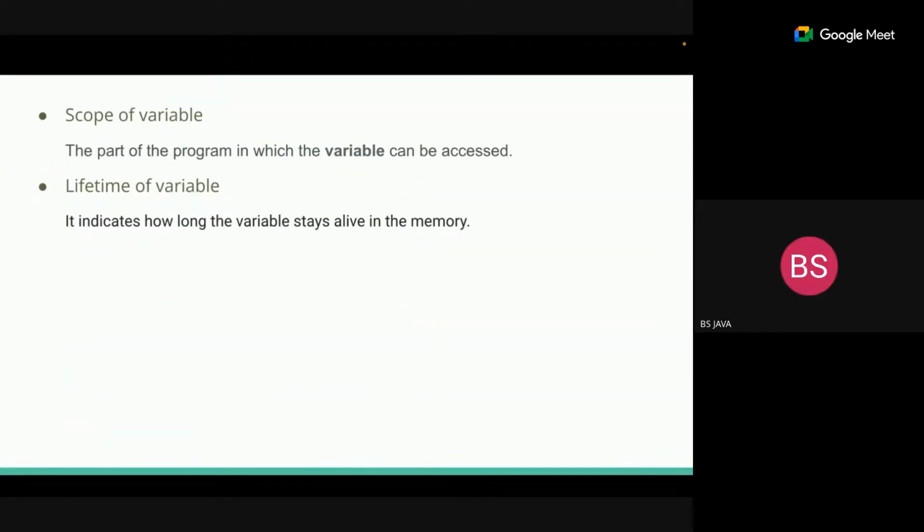You want to read this? This is the same. Scope of a variable is the part of the program in which the variable can be accessed, and lifetime is how long the variable stays alive in the memory. So the lifetime of a variable will be the same even if the value of the variable is changing throughout. Lifetime means how long we can access the variable. The value is fine, whatever the value. Okay, got it.